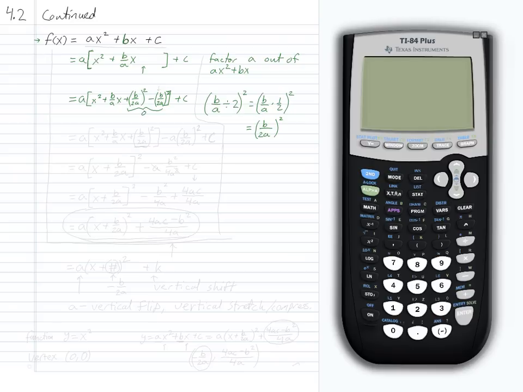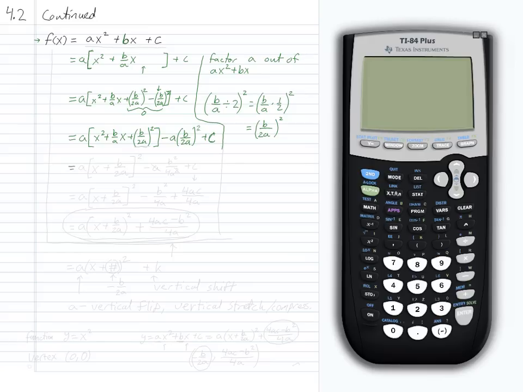Okay, so let me rearrange things a little bit. I have a times x squared plus b over a x plus b over 2a squared. And that's a perfect square, but I also have this minus b over 2a squared. So I'm actually going to multiply that by a and bring that outside. So every step of this is justified. I have not changed my equation at all. I've just modified how it looks.